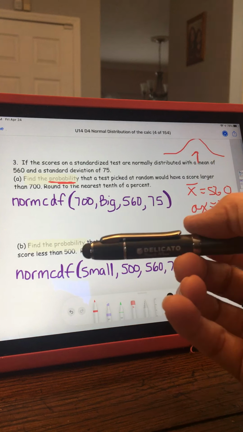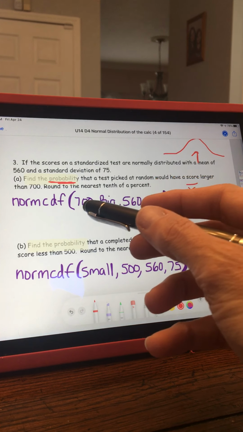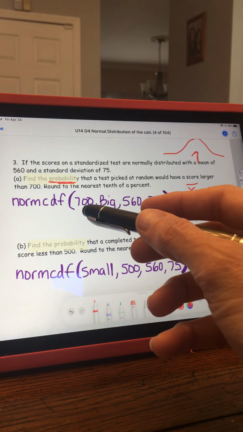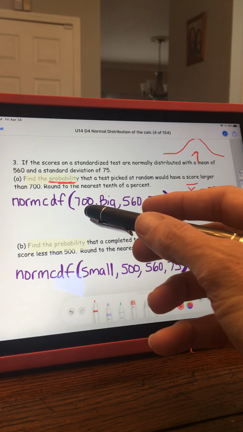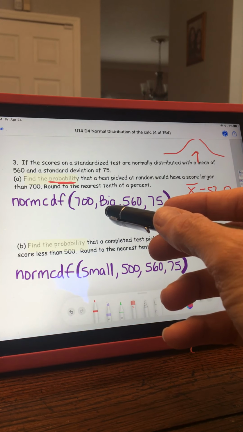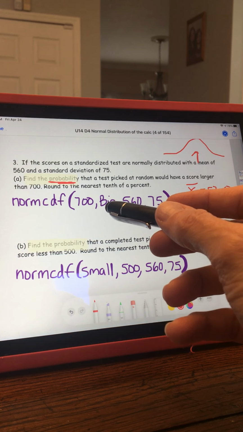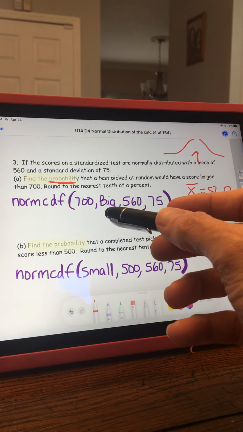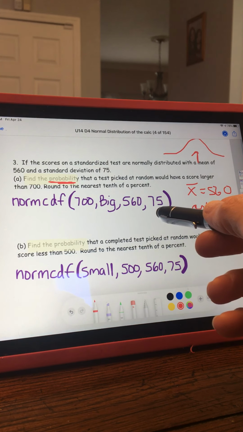Okay, so watch, this is gonna be a little different now. It's supposed to be the lower and the upper, right? So the lower is 700. We don't have an upper. They're just telling me larger than 700. So I like to just call that a big number, right? We have 700 and then we just have a big number. So just write that down for now. I'll show you what to do in the calculator. And then there's your mean and there's your standard deviation.